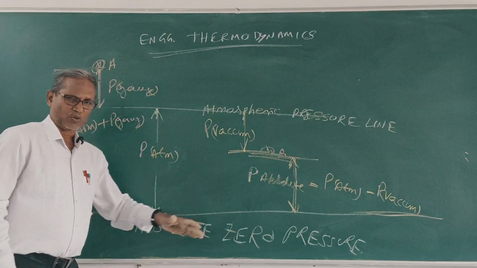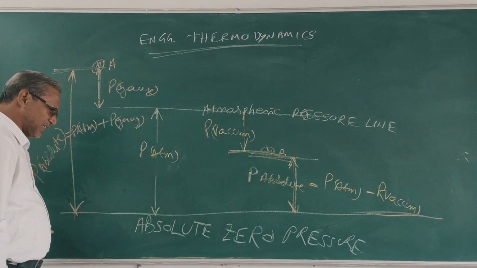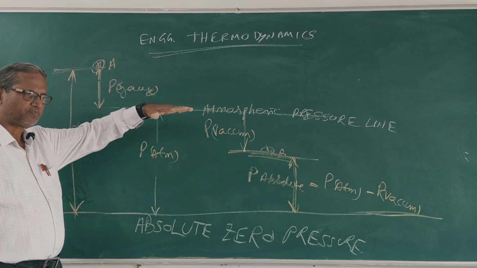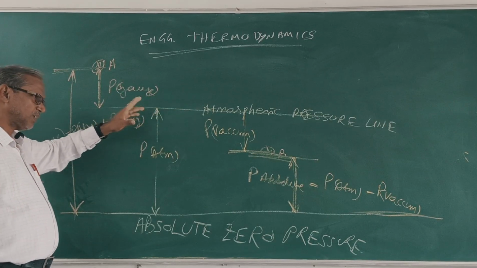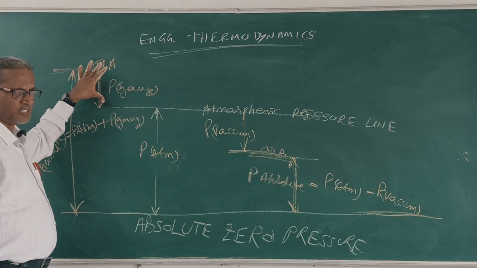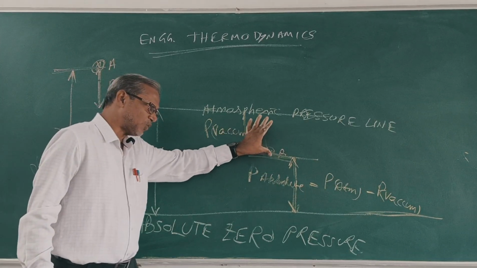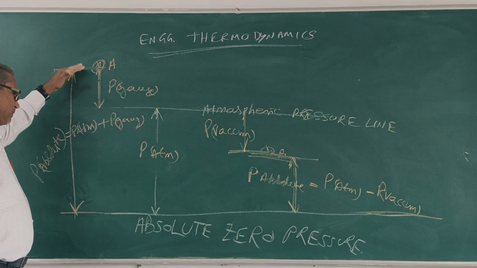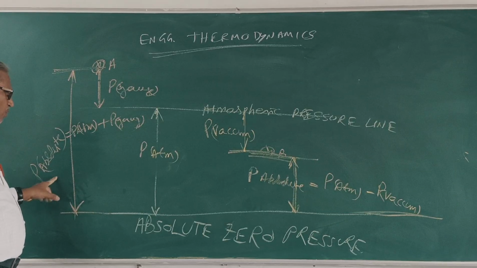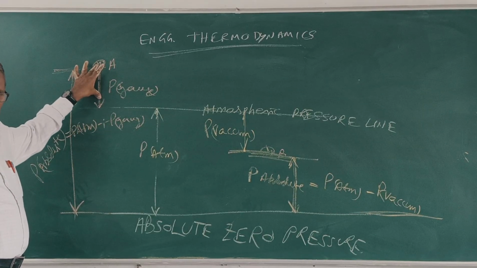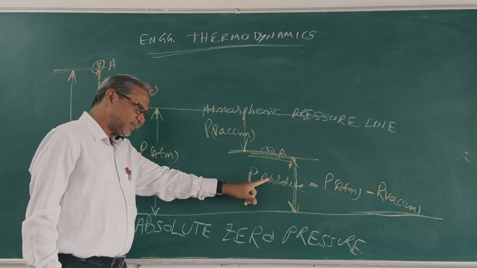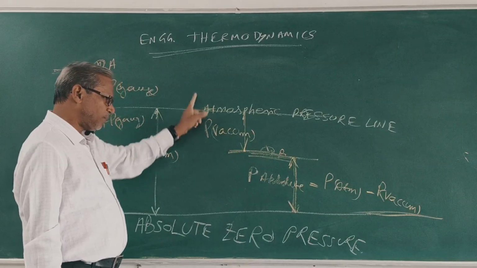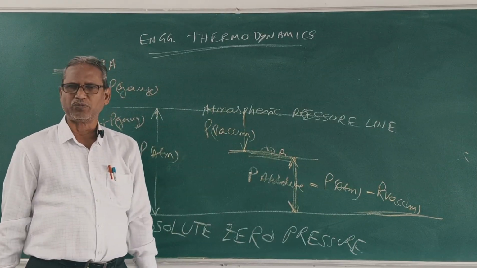Again, let me make it clear. This is the absolute zero pressure line. This is the atmospheric pressure line, 760 mm Hg. Gauge pressure is above the atmospheric pressure line. Vacuum pressure is below the atmospheric pressure line. At point A, above the atmospheric pressure line, the absolute pressure P absolute is equal to P atmospheric plus P gauge. Clear? At B, the absolute pressure P absolute is equal to P atmospheric minus P vacuum. Clear?